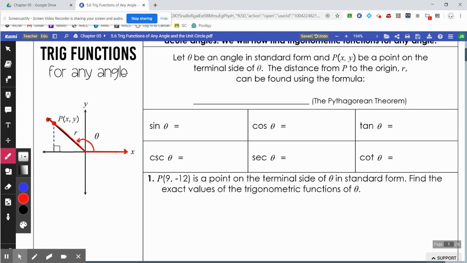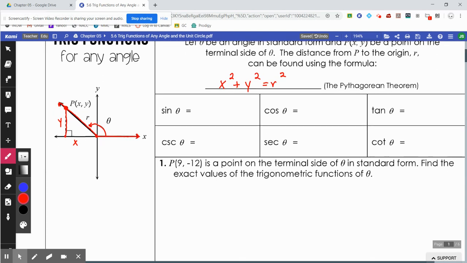The distance from P to the origin can be found with this formula. The distance from here to here is your x value, and the distance from here up to here is your y value. It's created a little right triangle, and we can use the Pythagorean theorem, where x squared plus y squared is equal to r squared. That should look familiar to you, and we'll talk more about that in a previous lesson, or the next few lessons.